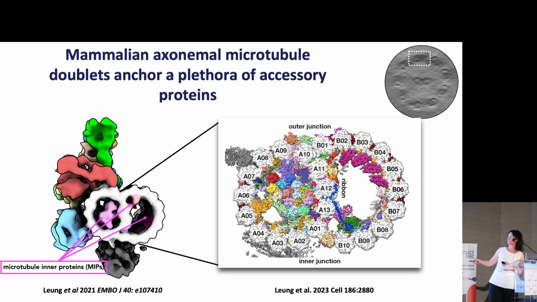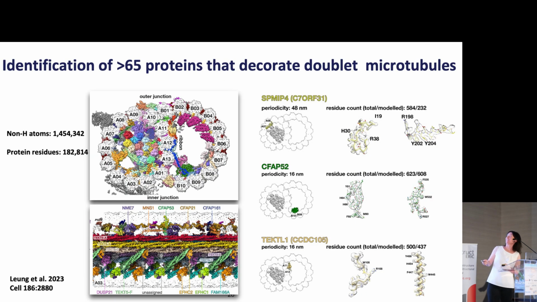And this is the improvement when you zoom in, and now every protein here is colored in a different color. So we essentially got to the point that we identified most of these proteins. In this case, it's more than 65 proteins that fill the whole lumen of the A tubule, or most of it, and there are some in the B tubule.